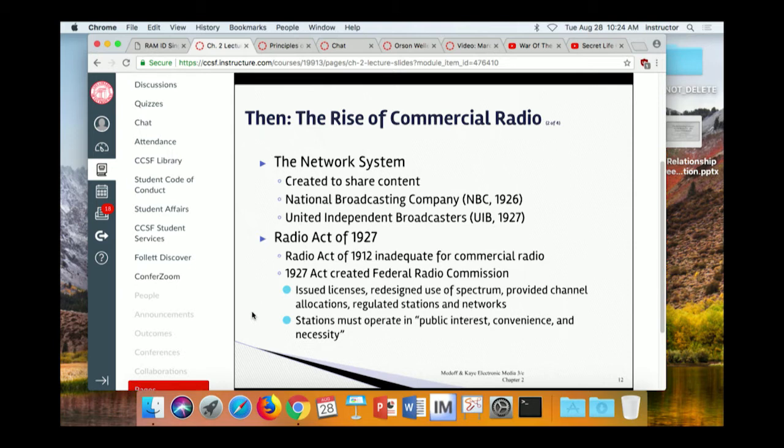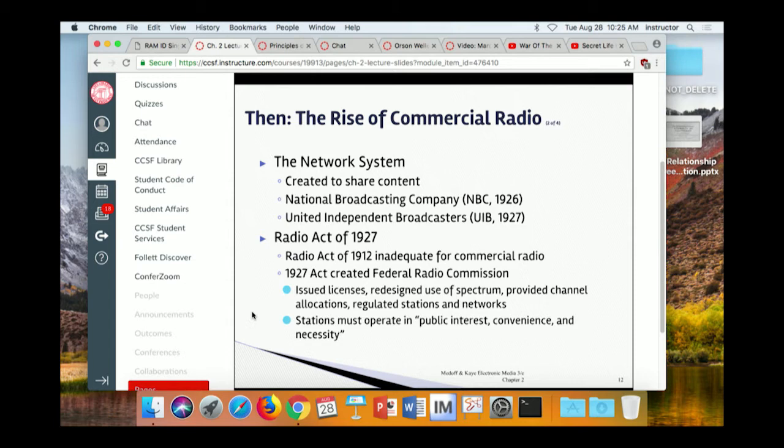That's what emerges, and it's huge. We still have these networks today, right? NBC, the National Broadcasting Company, started by Sarnoff and other associates in 1926. That was the first network created to share content. And very soon followed by United Independent Broadcasters, which merged with Columbia Records and became the CBS system a year later. Another huge figure in broadcasting, William Paley, their family made their money in cigars, but he was interested in the communications business, and he was at the head of CBS for decades.